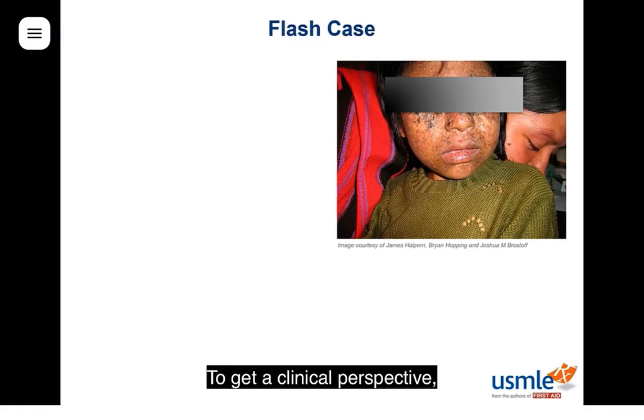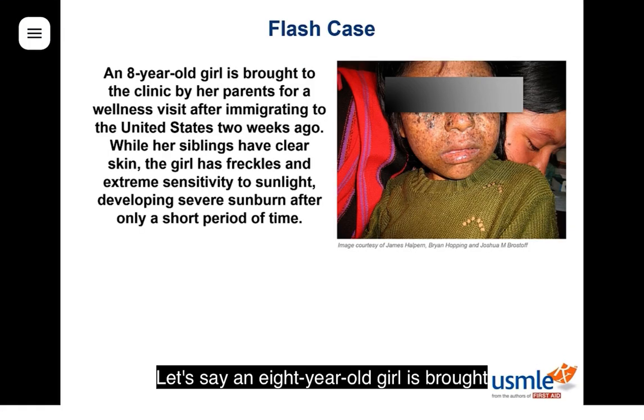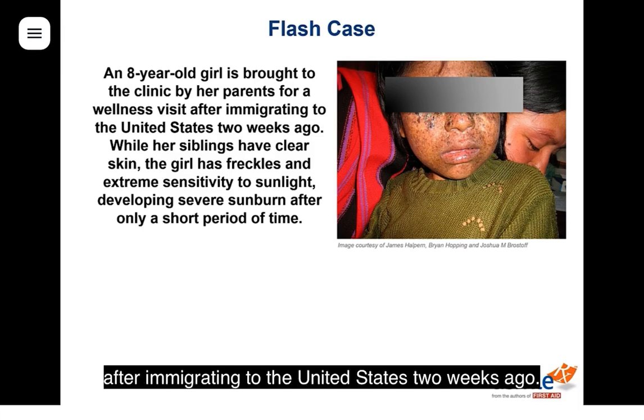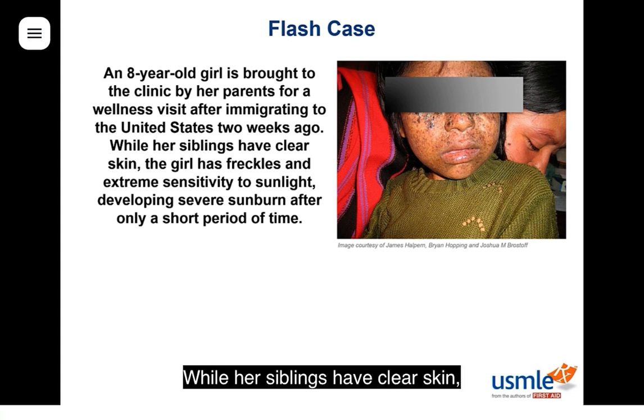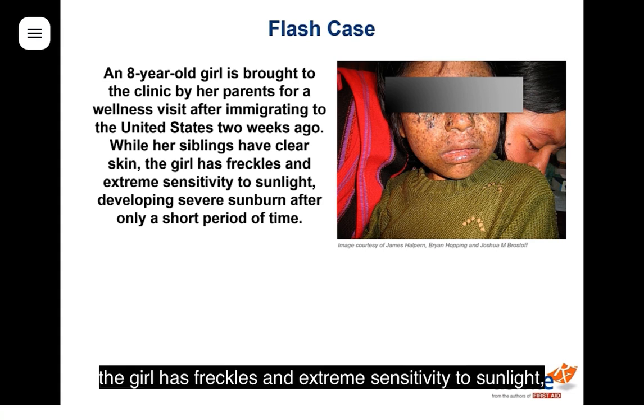To get a clinical perspective, let's look at a quick flash case. Let's say an 8-year-old girl is brought to the clinic by her parents for a wellness visit after immigrating to the United States 2 weeks ago. While her siblings have clear skin, the girl has freckles and extreme sensitivity to sunlight, developing severe sunburn after only a short period of time. Let's keep this in mind as we go through the lecture.